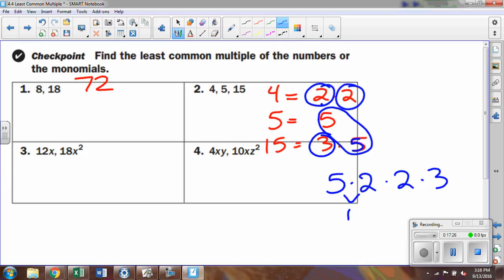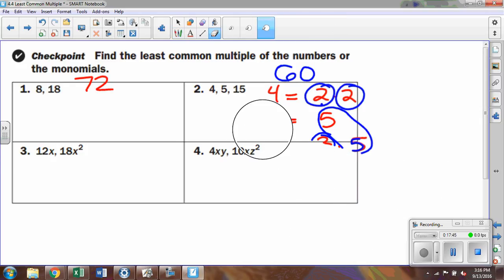5 times 2 is 10. 2 times 3 is 6. 10 times 6, we have our answer of 60, and we're done. If you wanted to do it with a list method, you're completely welcome to do it. I just wanted to quickly show both methods, that way you can choose the one that you like better.